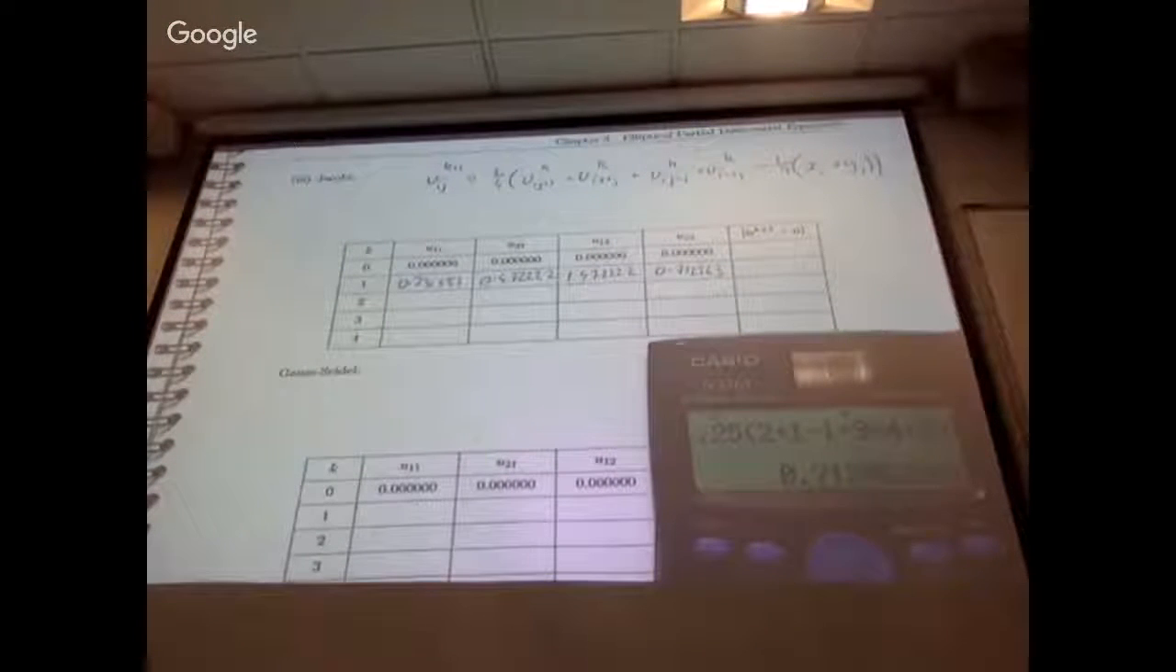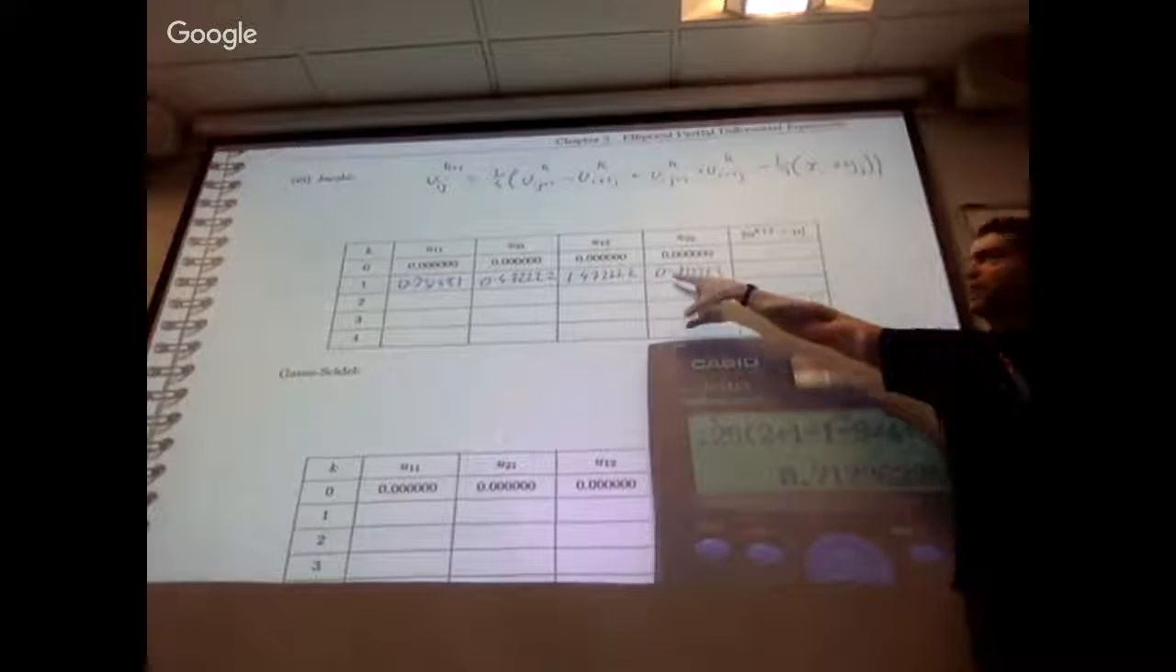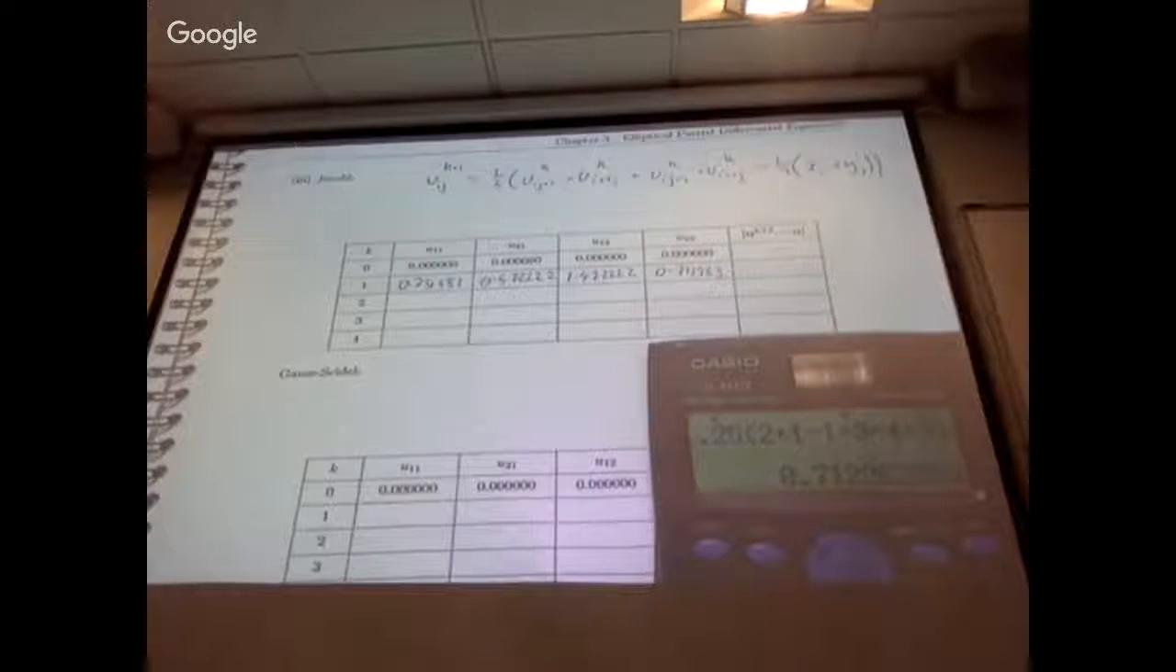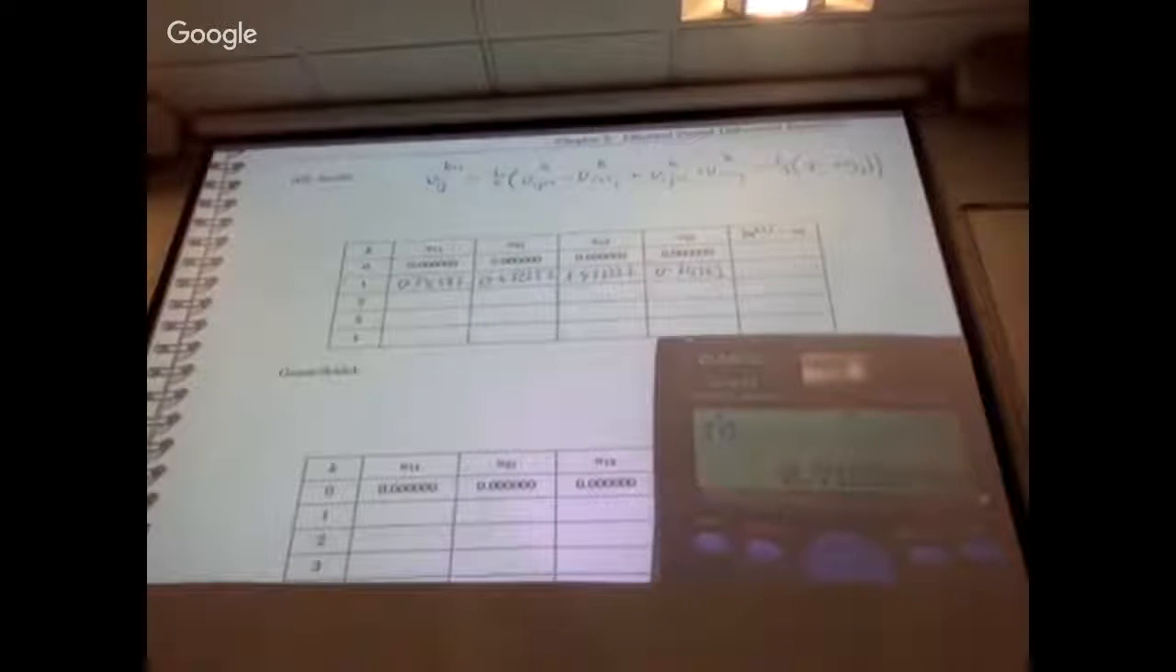Okay, so that's our first iteration done. We should calculate the error. Because those are zeros, all we have to do is square each of those, add them together and square root them. So 0.731481 squared, and do the same for all the others. 1.853055.